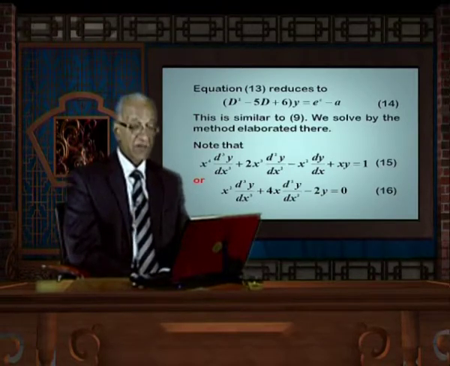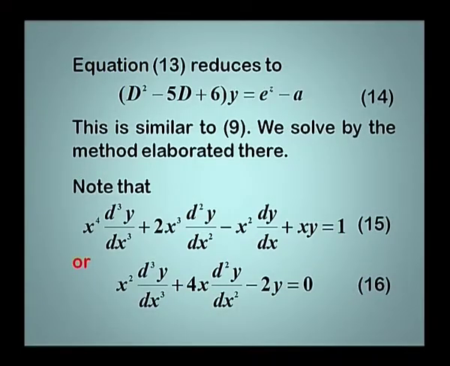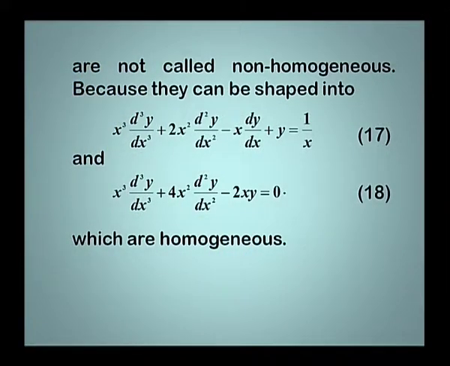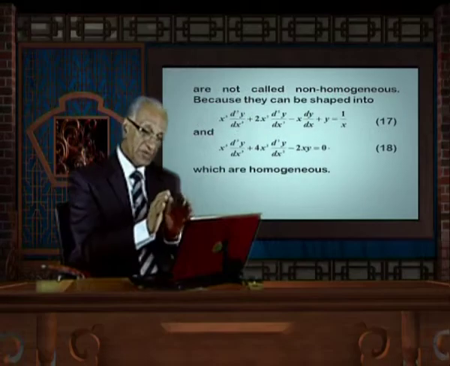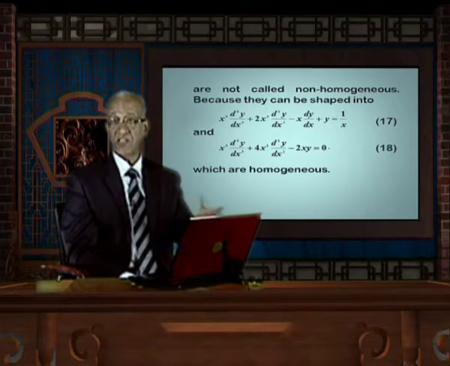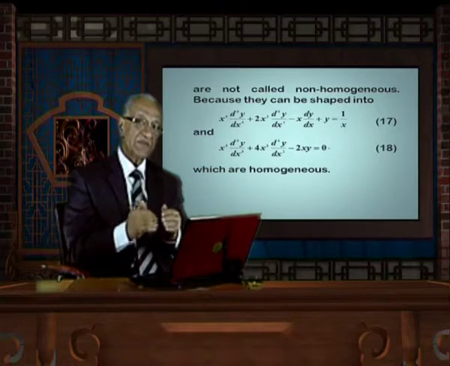Come to equation 16. We have the coefficient x square, and then you can read the third order derivative. Similarly, in the second term, we have second order derivative, and the coefficient is x to the power 1. So these are not called non-homogeneous equations because they can be shaped into, we don't call them non-homogeneous like the one we defined just now. What we do is, the first equation, that is equation 15, we simply divide it by x, it becomes x cubed d3y/dx cubed, 2x squared d2y/dx squared. We manipulate to make it homogeneous. Similarly, we do for the 16th equation. Now it looks homogeneous. We put x is equal to e to the power z.